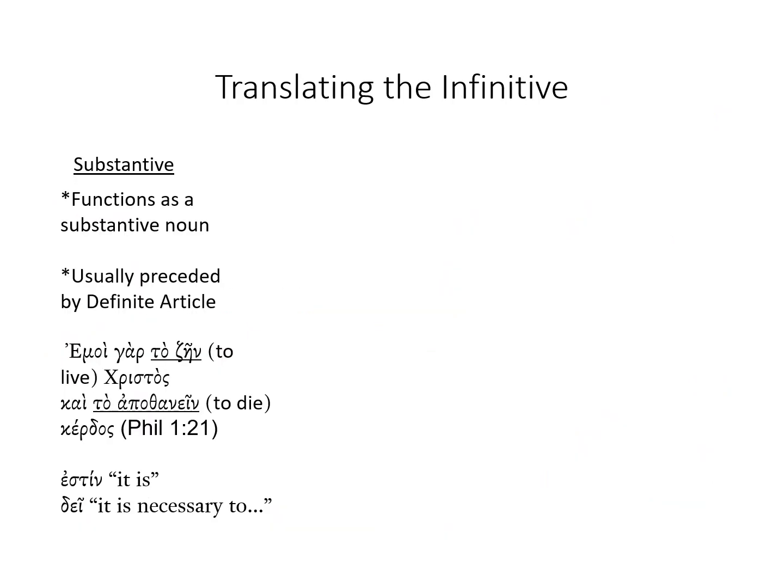Translating the infinitive. There are three different uses of the infinitive. The one is substantival. This is not as common as some others, but we want to just set this out for you here. The substantival infinitive functions as a noun. It just takes the place of a noun. So if it takes the place of a noun, it can be the subject or the direct object of a verb. And those verbs are often estin and de.